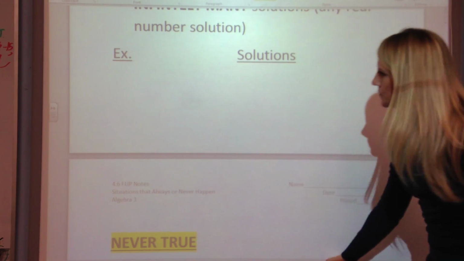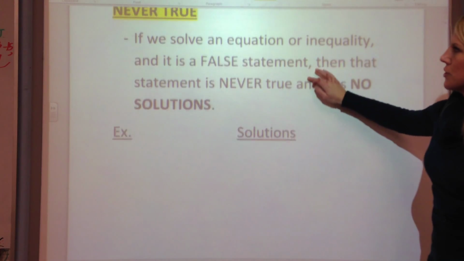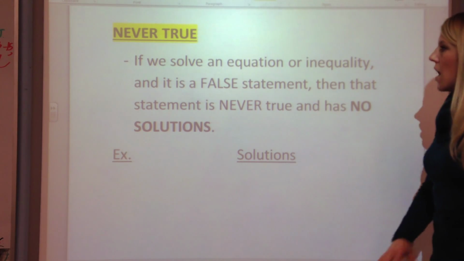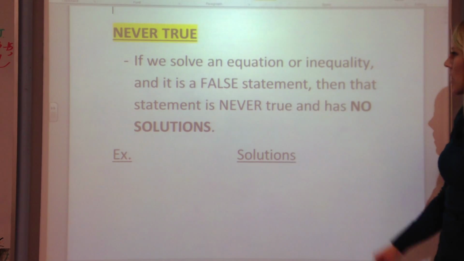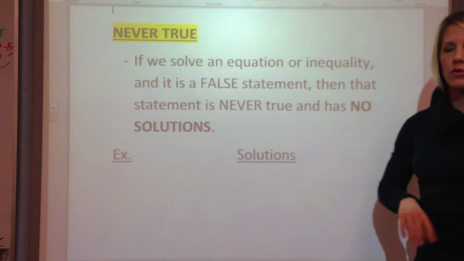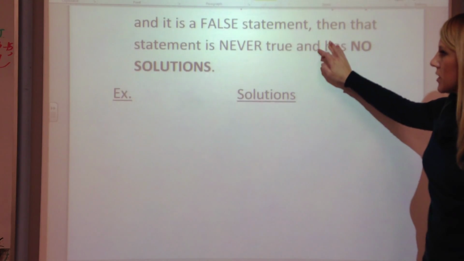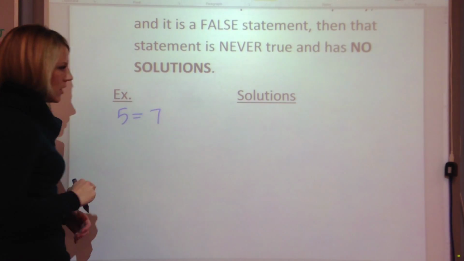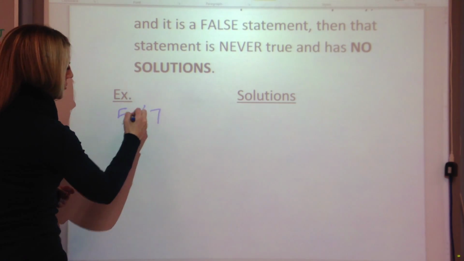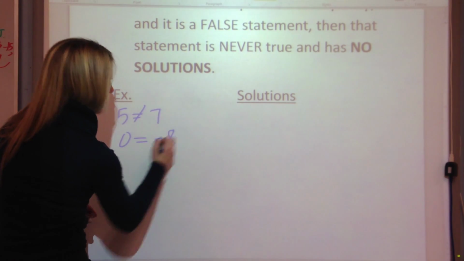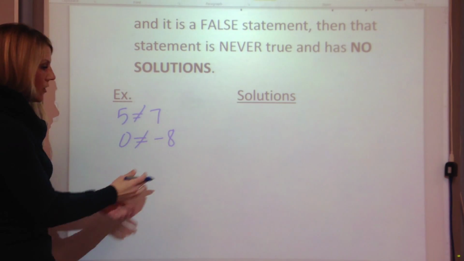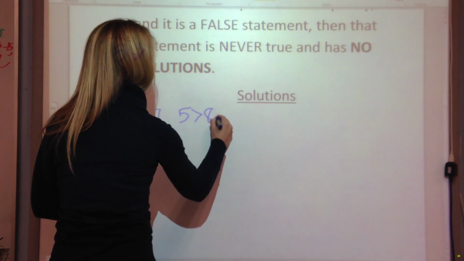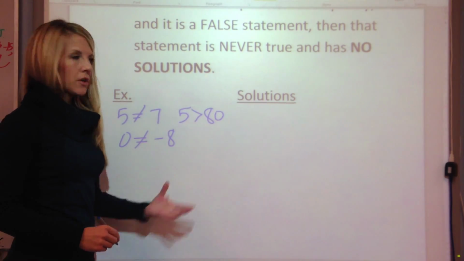So next what we're going to look at, what if we have a situation that's never true? So let's say we solve an equation, we simplify it the whole way through, we solve it, everything cancels out again, but we end up with a false statement. So then that statement is never true and has no solution, so there are no real number solutions. So an example of this would be, we solve the equation, we end up with 5 equals 7. 5 will never equal 7, so that's not a true statement. 0 equals negative 8. Well, that's never true either. 0 is always 0. Negative 8 is always negative 8. If I say 5 is greater than 80, well, that's never true. 5 is never bigger than 80.